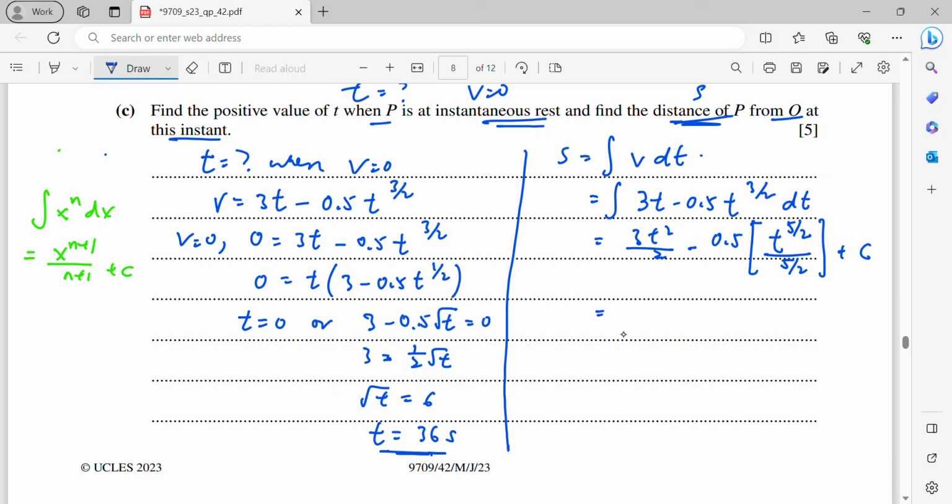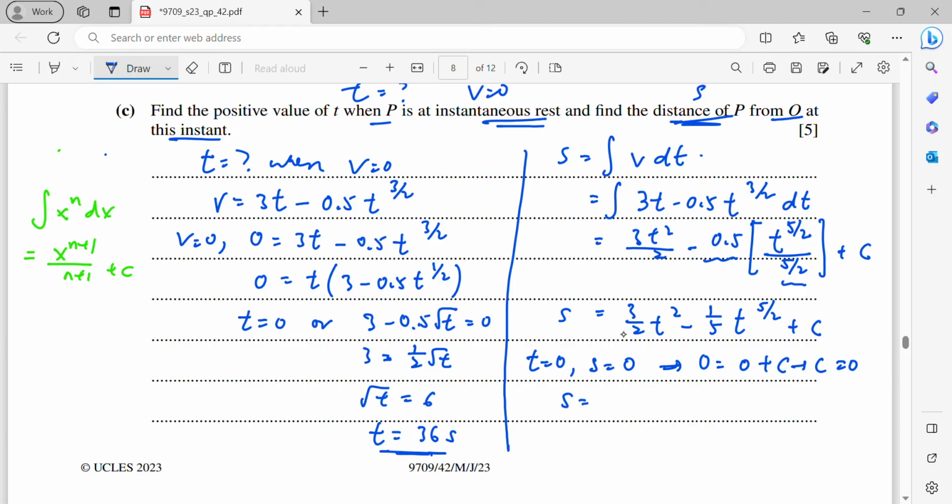So when I simplify, I will get 3 over 2 t squared. Now, this negative half divided by 5 over 2, you will get negative 1 over 5, then t to the power 5 over 2 plus c. This is your s, but then I need to find what the c value is. So we refer to the initial condition. It means that at first, when t equals 0, the s is 0. That means now 0 equals 0 plus c. Hence my c is 0.